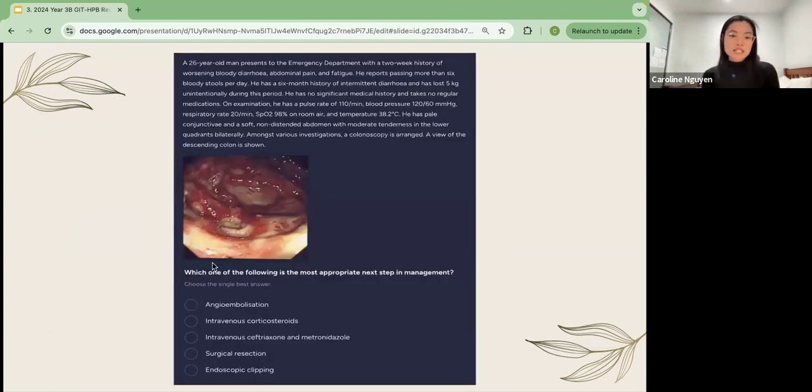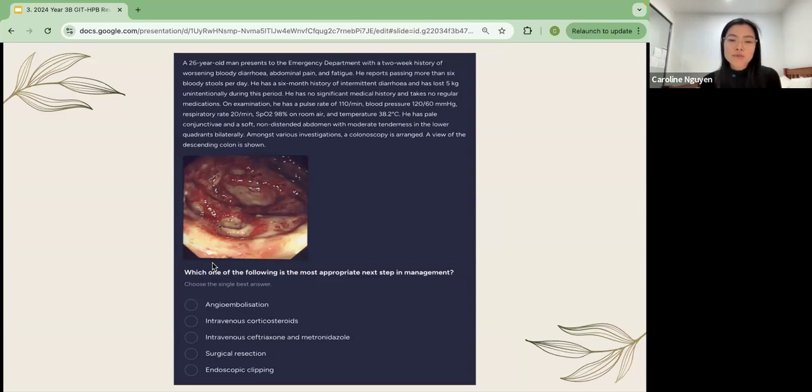Next question. There's a 26-year-old man, so he's young, in the ED with 2 weeks of worsening bloody diarrhea, abdo pain, and fatigue. He reports passing more than 6 bloody stools per day, and he has a 6-month history of intermittent diarrhea and has lost 5 kilograms unintentionally. So potentially cancer, given how long it's been, potentially IBD. He has no significant medical history, takes no regular medications. Pulse rate's a little bit high. Blood pressure, fine. Respiratory rate, a little bit high. Temperature, high. Pale conjunctiva. So he's lost a lot of blood to the point he's anemic potentially.